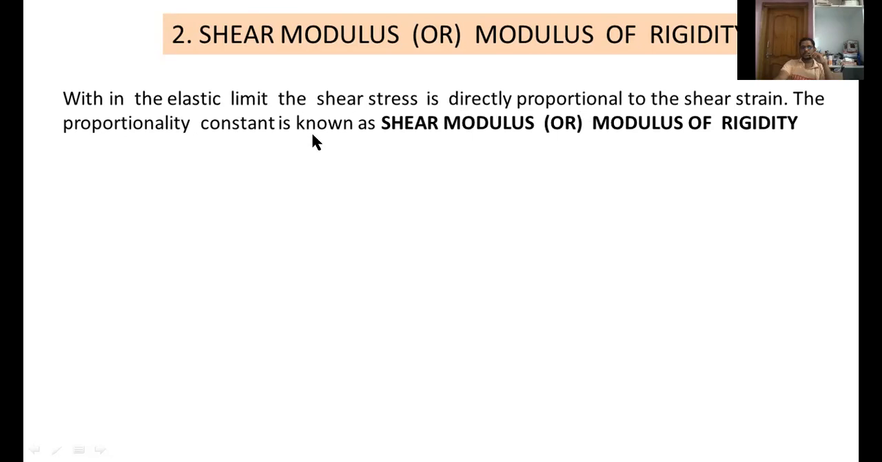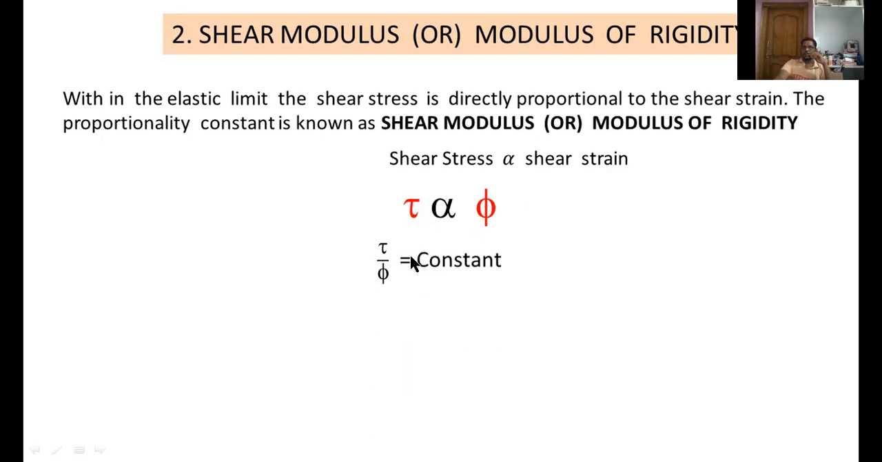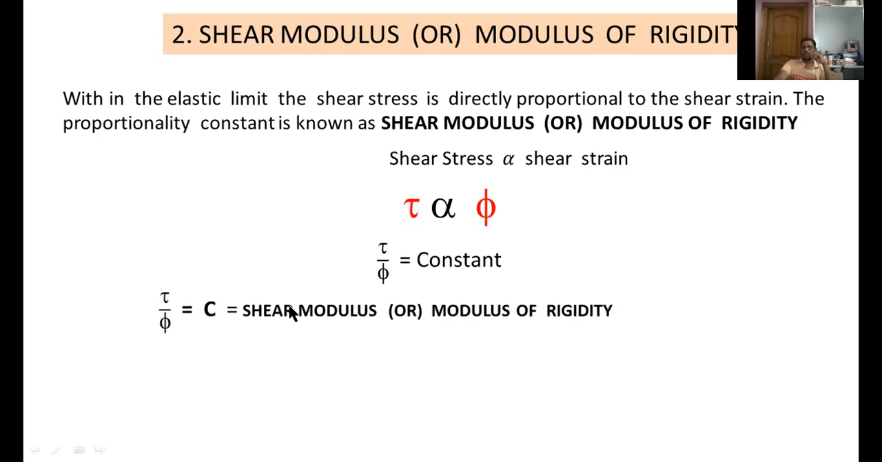Then the proportionality constant is known as shear modulus, also known as modulus of rigidity. So shear stress is directly proportional to shear strain. The symbol for shear stress is tau, and the symbol for shear strain is phi. Tau divided by phi equals the proportionality constant. This proportionality constant is the shear modulus or modulus of rigidity, denoted by the symbol capital C.